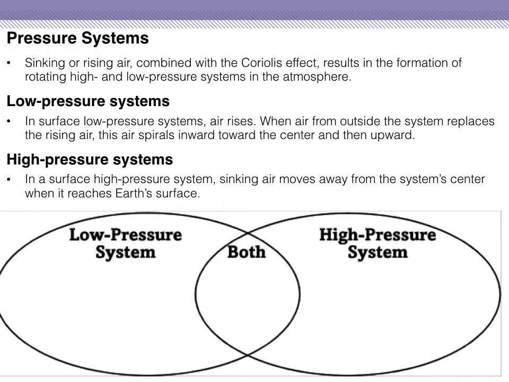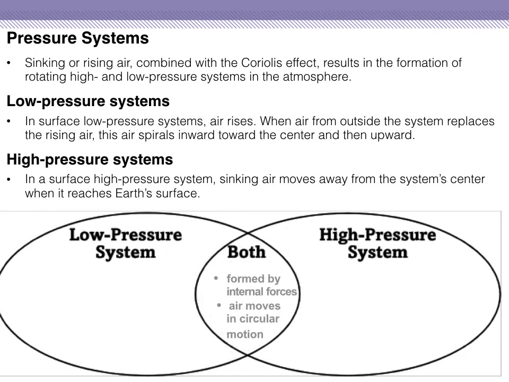Sinking or rising air combined with the Coriolis effect results in the formation of rotating high and low pressure systems. In a surface low pressure system, the air is rising. When air from the outside replaces the rising air, it spirals inward towards the center and then upward. A high pressure system is a system where you have sinking air moving away from the center when it reaches the Earth's surface. So low pressure systems are moving toward each other, high pressure systems are moving away from each other.